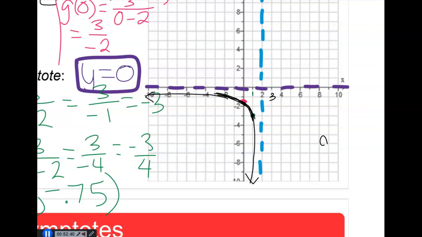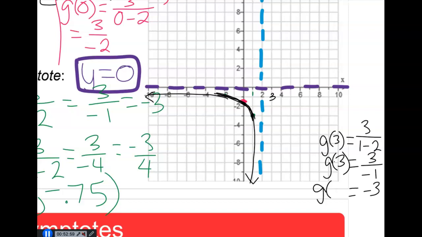Now for the other side, we could find g of 3. Let's see. G of 3 will be 3 over 1 minus 2. So g of 3 will be equal to 3 over negative 1, which will be negative 3. So that's an easy point to plot. It will be 3 comma negative 3.